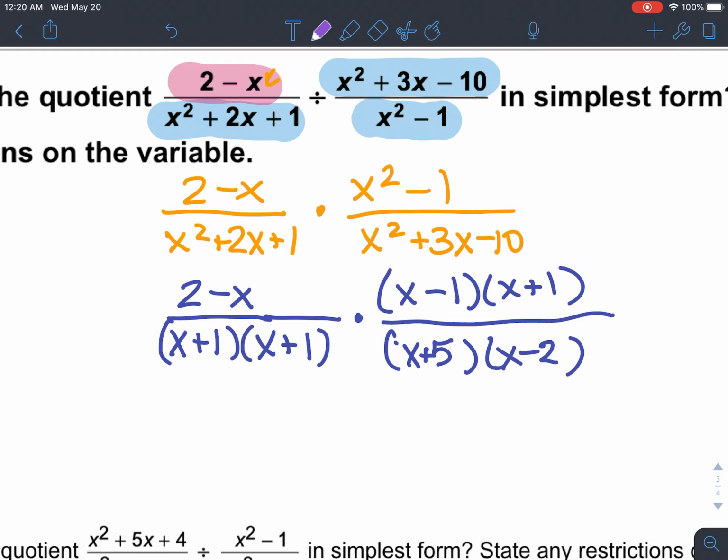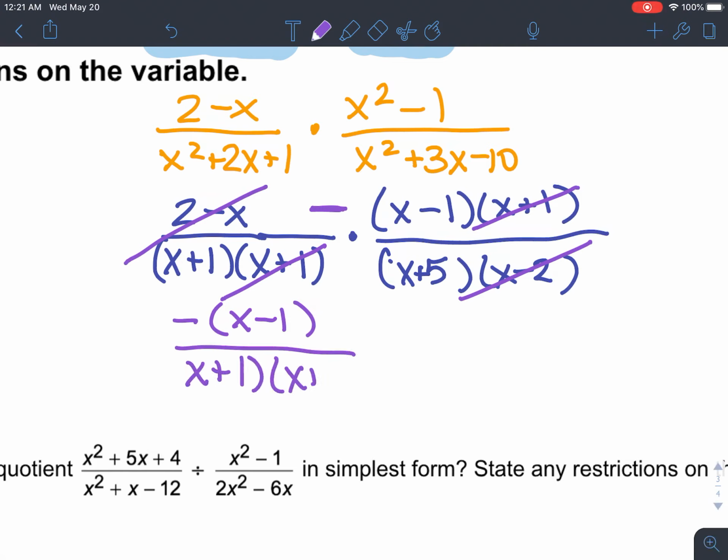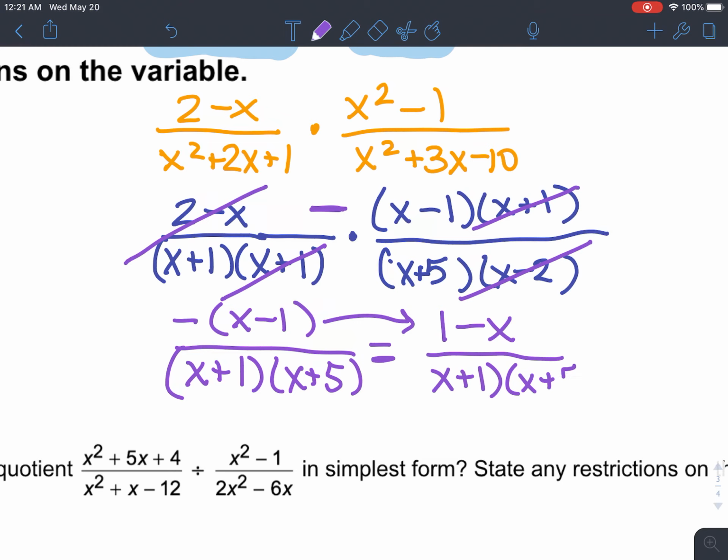All right, now let's look around to see if some stuff can cancel. So I have an x plus 1 and an x plus 1. And I have an x minus 2 and a 2 minus x, which I can cancel as long as I put a negative somewhere. So now that's negative x minus 1 over x plus 1 times x plus 5. It probably wouldn't be left like that, though. So they would probably change this to 1 minus x. Or I should say most math people.